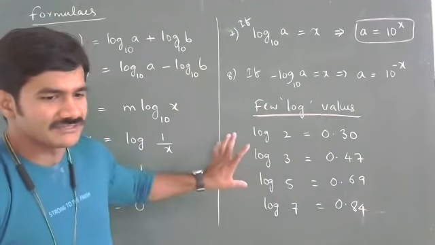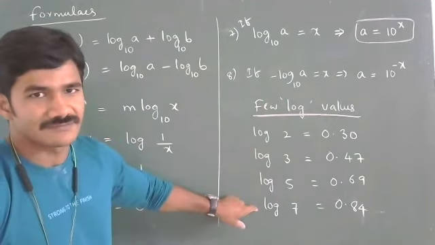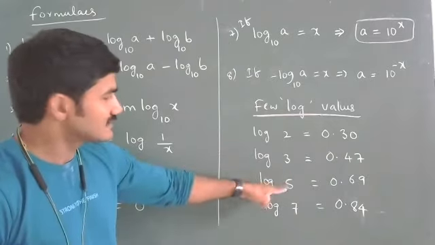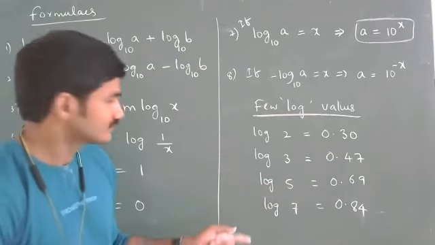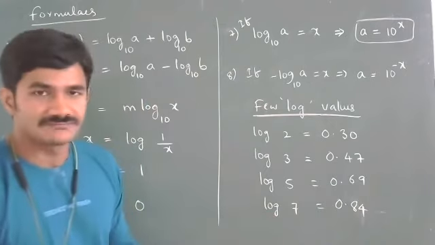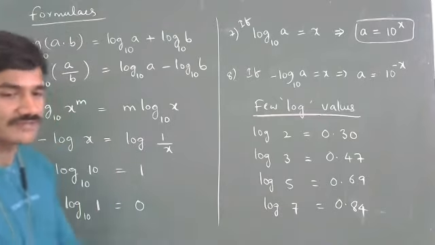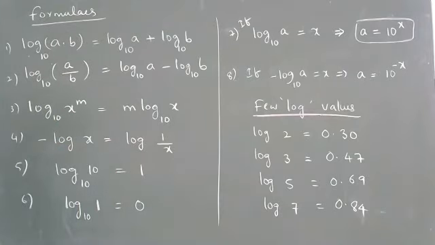Okay, we can remember this. We have to remember log 2, log 3, log 5, log 7. If we get log 4, we write log 2 square. If we get log 6, we write log 2 into 3. If we get log 8, again we can write log 2 cube. If we get 9, we can write log 3 square. Understood these formulas? Shall we apply these formulas in the numericals?